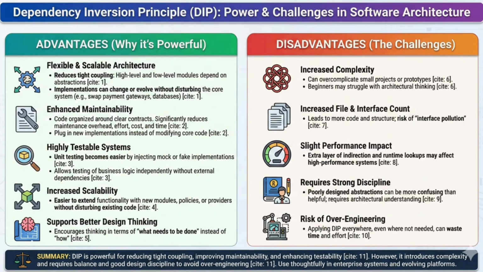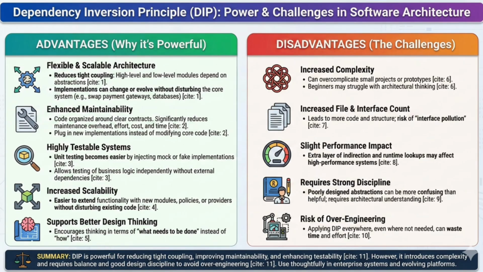When dependency inversion is applied, code is organized around clear contracts and interfaces. If we want to replace Razorpay with Stripe, SQL with MongoDB, email with SMS, or one tax engine with another, we simply plug in a new implementation instead of modifying the core code. This significantly reduces maintenance overhead, effort, cost, and time.